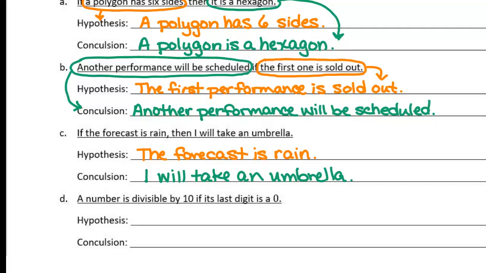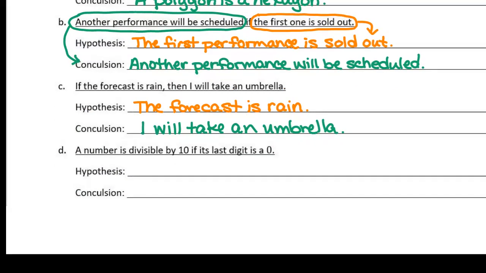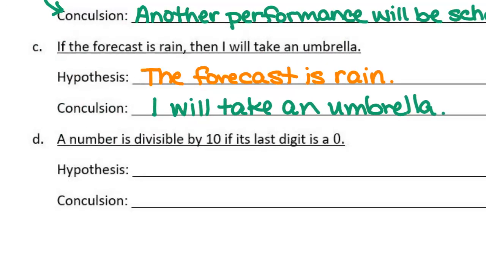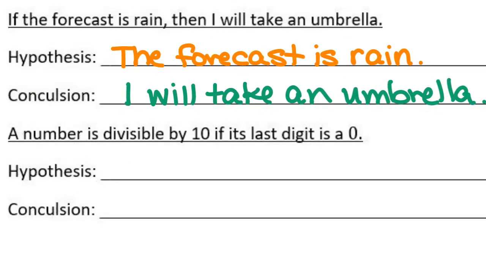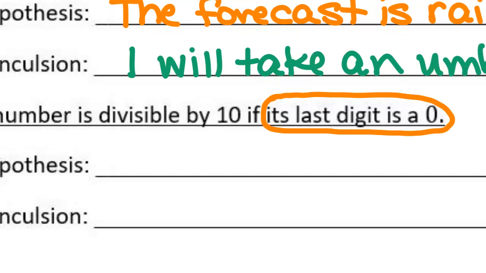All right, let's look at the next one. A number is divisible by 10 if its last digit is a 0. How do I find the hypothesis again? What's my signal word for the hypothesis? If. Do you guys see the word if in there anywhere? Yeah. What comes after the word if? Its last digit is a 0. Remember, I don't want to use a word like it. What do we mean by it? A number. A number's last digit is a 0.